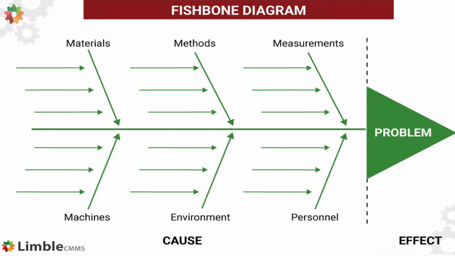The problem or fault is written down at the far right, where the fish head is presumed to be. The cause for it is represented along the horizontal line, and further effects and their respective causes are written down along the fish bones that represent materials, machines, the environment, methods, measurements, and personnel. This process is continued until the team conducting it is convinced that the root cause is identified.